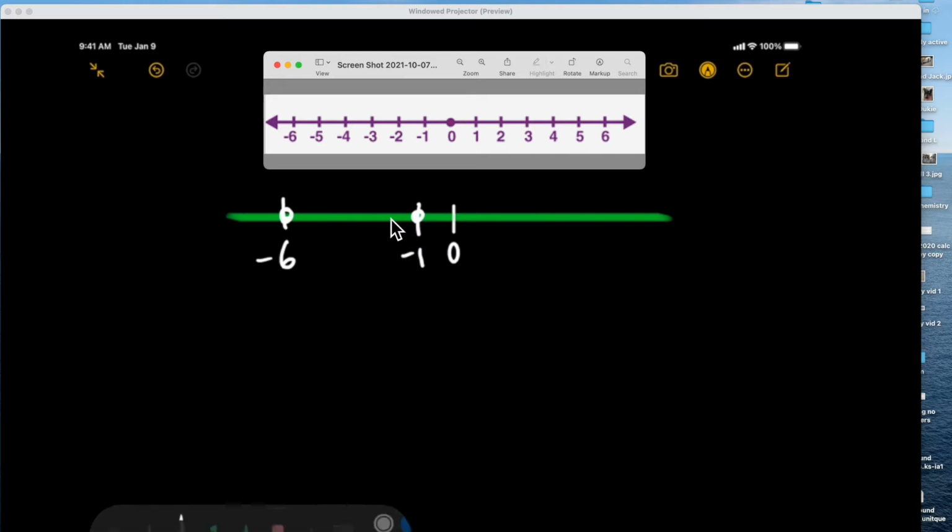A lot of students think it has to do with the fact that -1 is closer to 0. That is not the case. For example, if you look at -1, which is very close to 0, versus +6, +6 is greater than -1 because it sits to the right. So when you look at a number line, when you're trying to compare two numbers, which is greater, the one on the right is always larger.